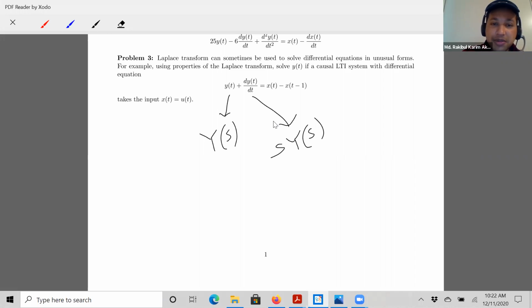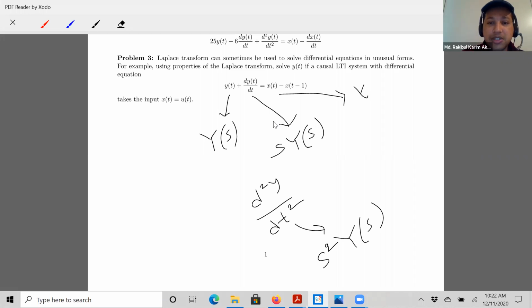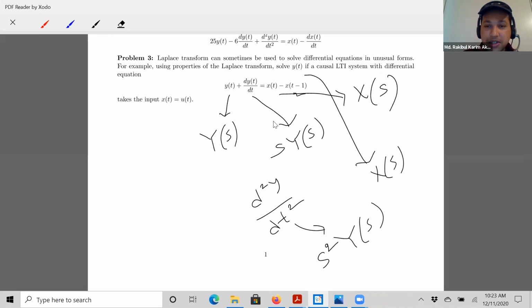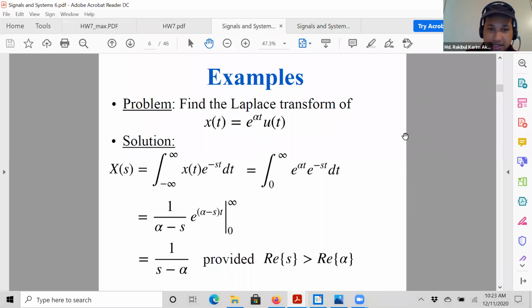If it is a second derivative, say d squared y by dt squared, what do we write? This is y, so we write Y(s). It is a second derivative, that's why we write s squared Y(s). This is x(t), so it is X(s), and this one is a little bit problematic. We know this is x(t), so it must be X(s), but there is a time shift. For time shifting, you have to multiply with something. What do you have to multiply? That is in your class lecture somewhere.